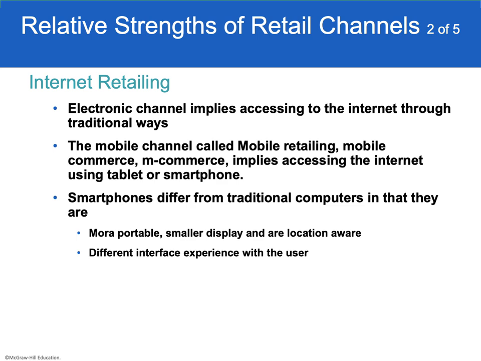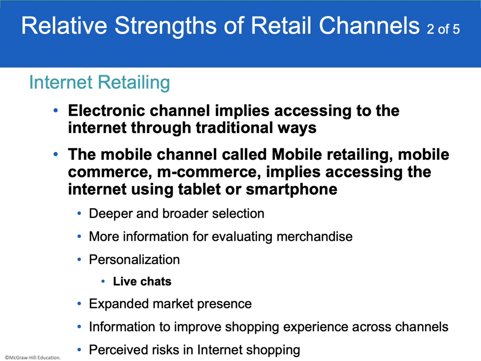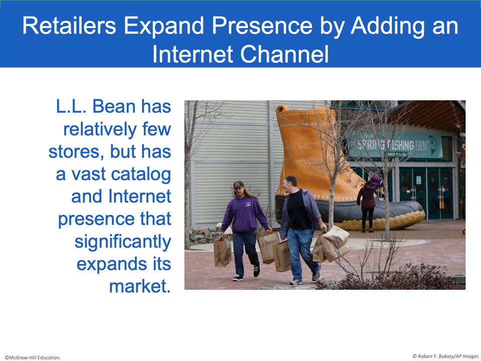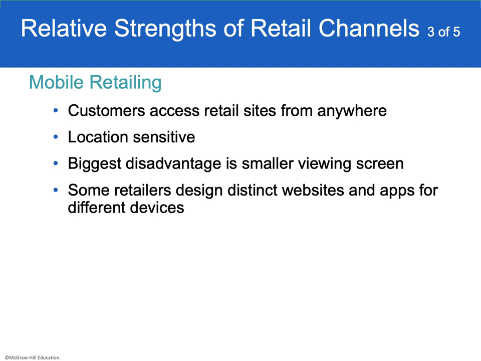Okay. In addition, internet retailing has some benefits. Like what? Deeper reach. He gives you here an example, L.L.Bean, which has relatively few stores but a vast catalog and internet presence that significantly expand its market. Like IKEA, they have limited stores or limited locations, that is why they use the catalog and they use the internet.